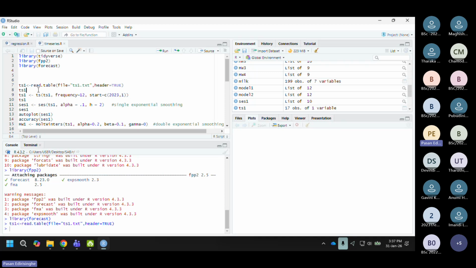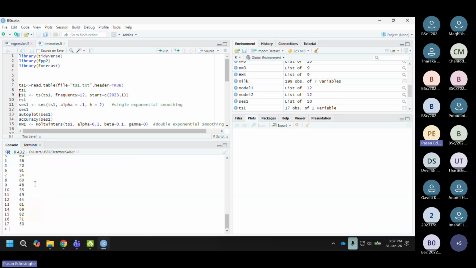And then of course, if I want to see that, once I read it, I am putting that into this variable TS1. So this TS1 here is a variable I'm creating inside R, right? So I can call that and see what it is there. So I can see my data set there. So now my data set is added into R, right?